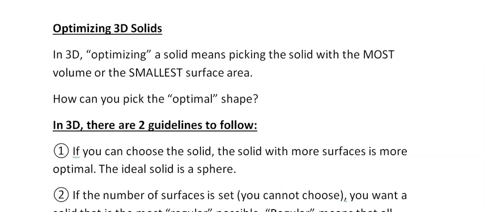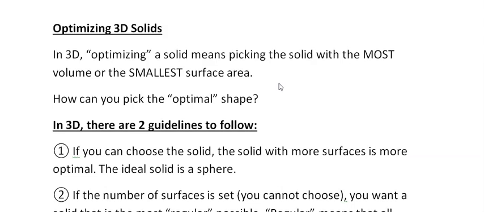Hello and welcome to the video lesson on optimizing 3D solids. If you watched video 1, then you got the basic foundation of how to figure out what is the best solid, and this is a quick recap of that. The idea is that in 3D, when we're finding the best or optimal solid, it means we're picking the one that has the most volume, which can also be stated in terms of looking for the smallest surface area.